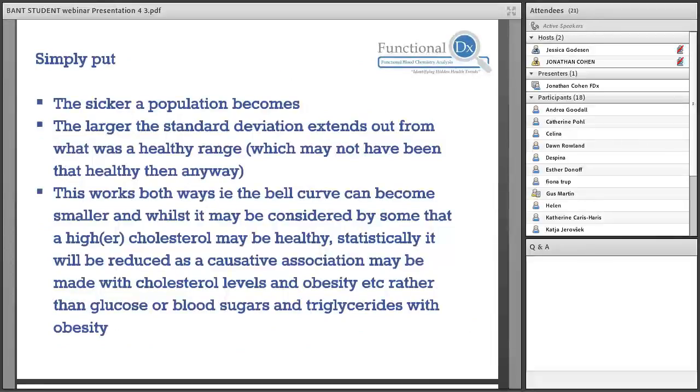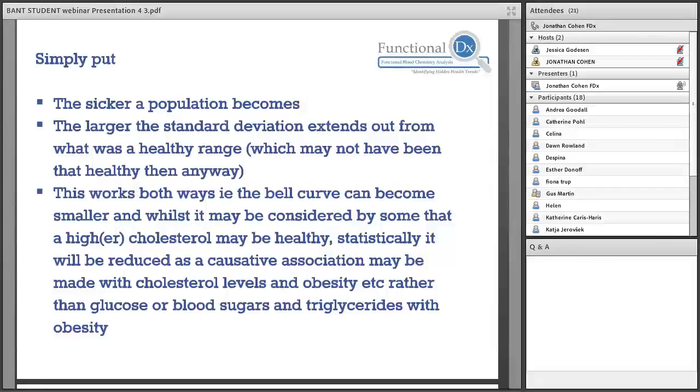Simply put, the sicker a population becomes, the larger the standard deviation extends out from what was a healthy range, which may or may not have been that healthy then. In other words, you create a bell curve, and it can become smaller or it can become larger to encompass the population that you consider to be healthy. So where people were once perfectly healthy, they may be missed. Where people were sick, they suddenly become healthy.